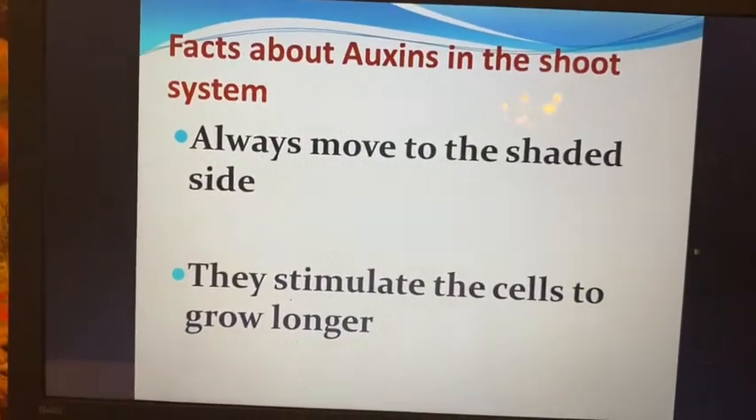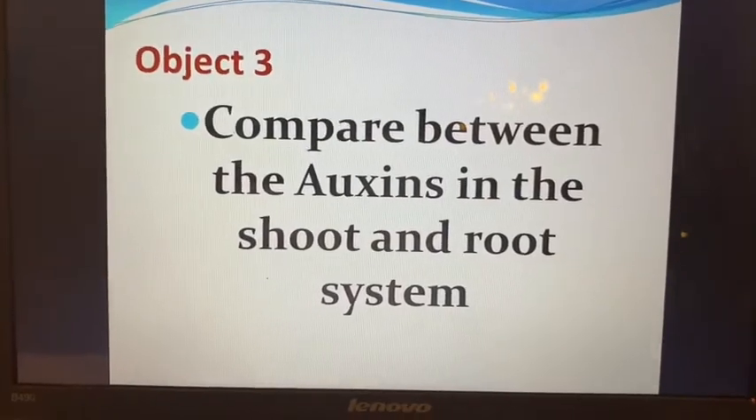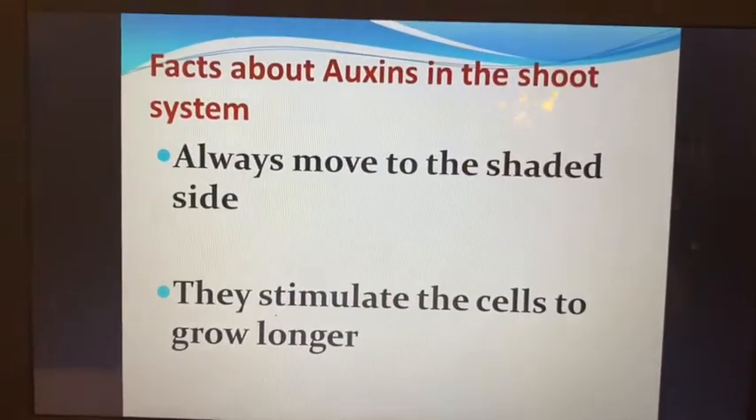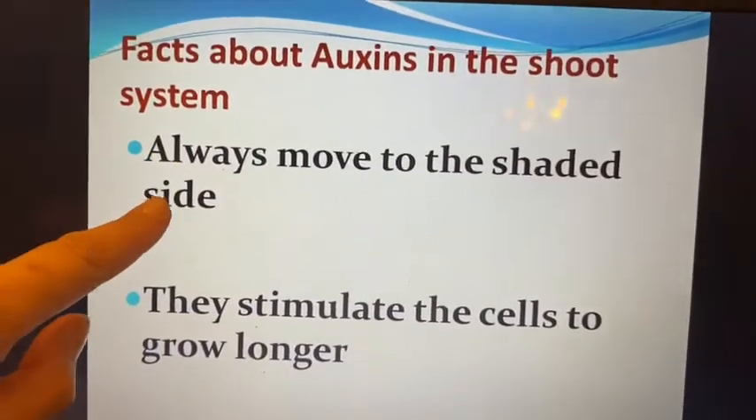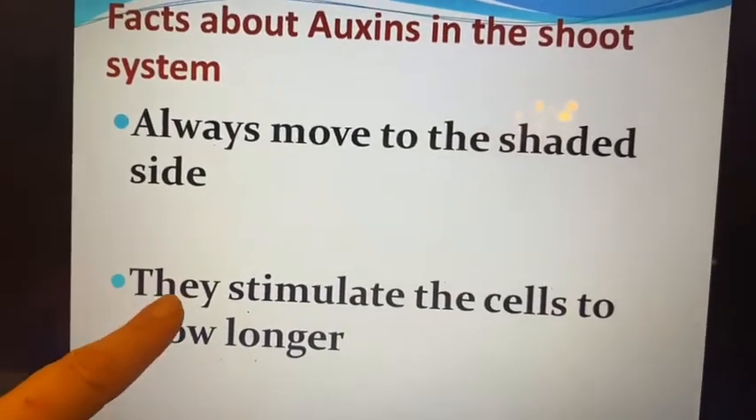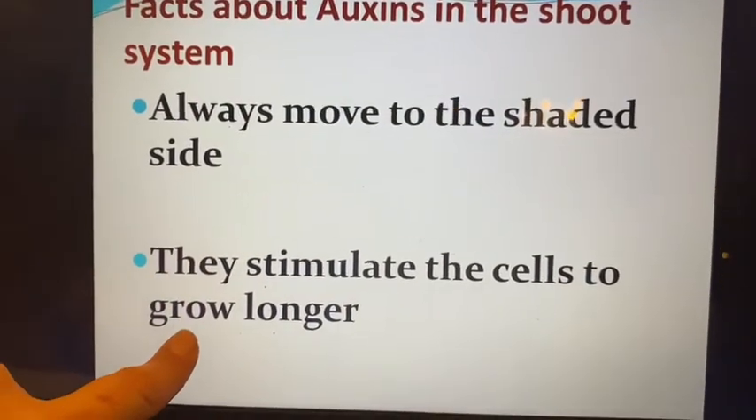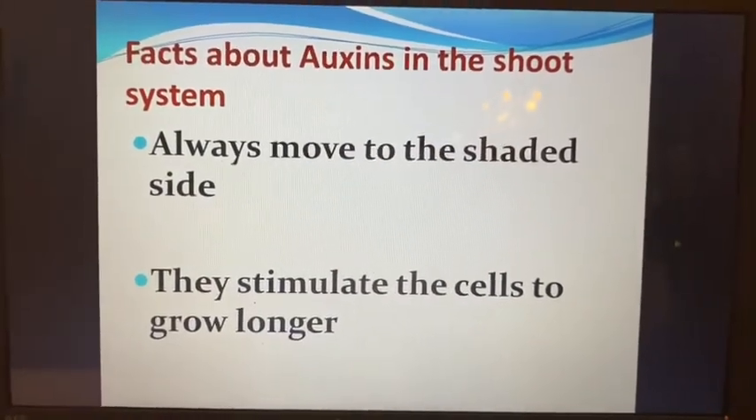Okay, let us now compare some facts of the auxins in the shoot and the root system. Now, we said auxins in the shoot system always move to the shaded part, and they stimulate the cells to grow longer. These two things are done by the auxins in the shoot system.